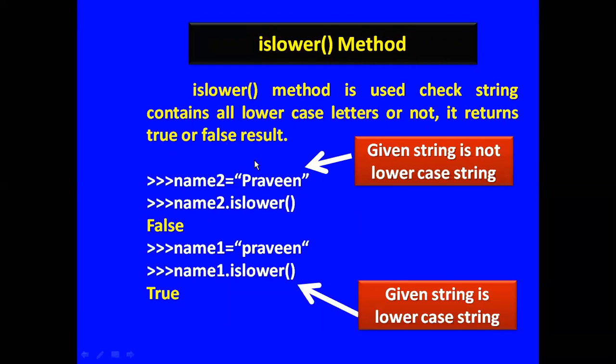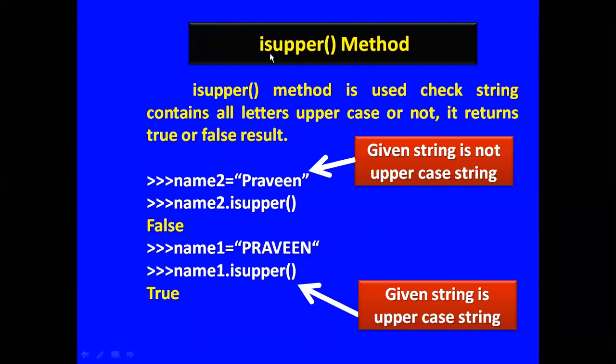Then coming to islower, whether the given string is in lowercase. If it is not, it is going to give me false. If it is in lowercase, it is going to give me true. If I am asking about isupper, then it is going to give me the answers like this.